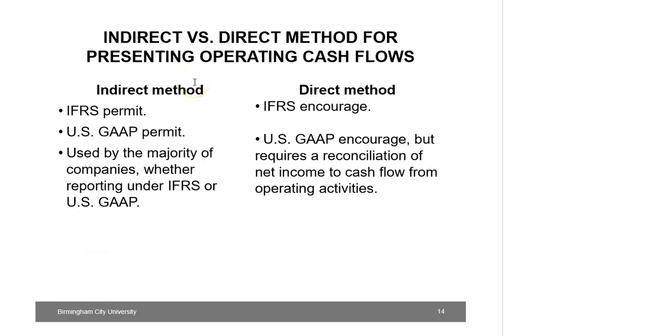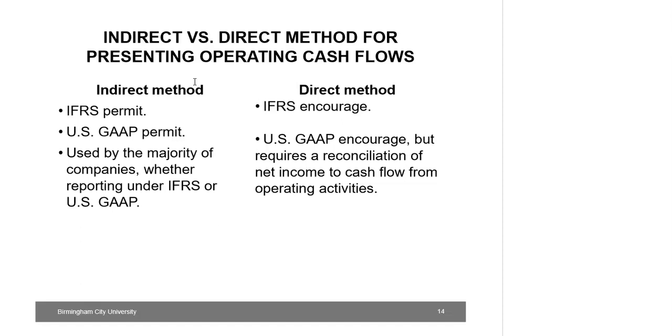Though IFRS and US GAAP encourage the use of the direct method, both the direct and indirect method are permitted. The US GAAP encourages the use of the direct method, but it also requires that reporting entities present a reconciliation between net income and cash flow, which is equivalent to the indirect method. If the indirect method is chosen, no direct format disclosures are required.